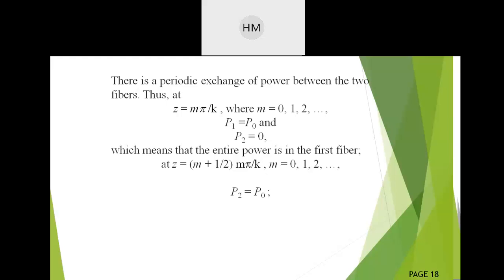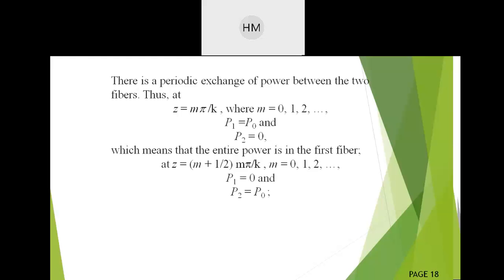और P1 equals to P0 and P2 is equal to 0, which means that the entire power is in the first fiber at Z is equal to M plus half, M pi by K. Again, you can see the diagram. There is no power launched at fiber 2 output. And the power that should be at my output is the same as P0, which means that the entire power is in the first fiber. तो this will be reduced to half. M plus half हो जाएगा तुम्हारा ये, क्योंकि throughout overall range power cannot be exchanged. It is having some type of period, so that period is half of this value, M plus half M pi by K.